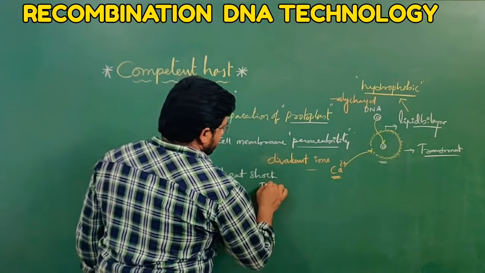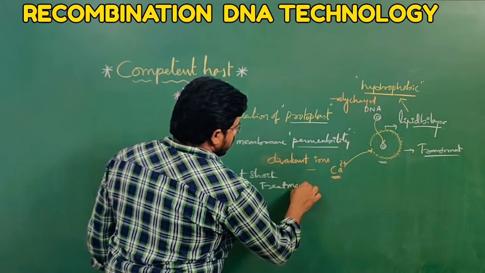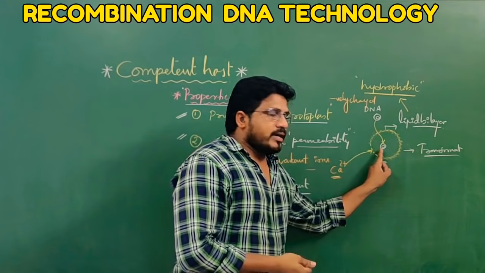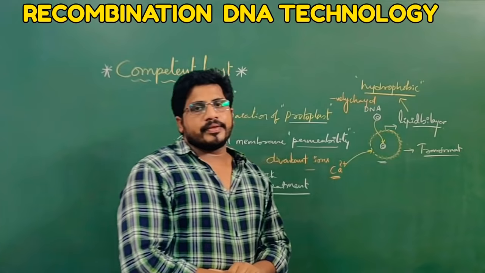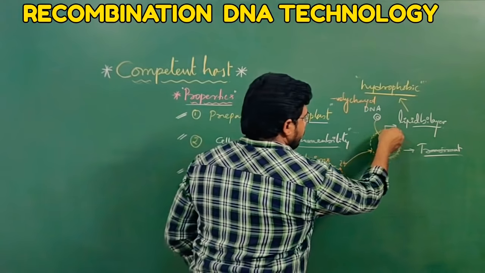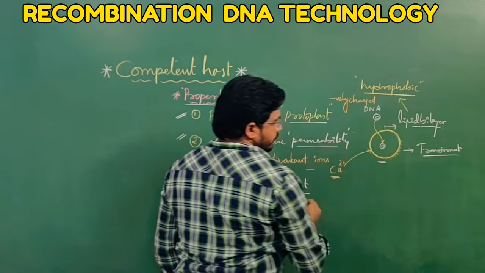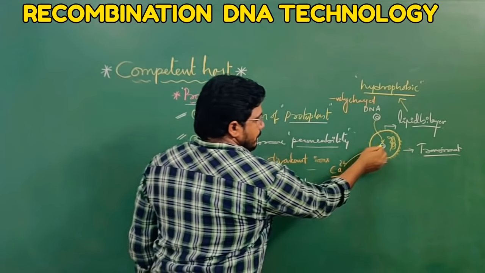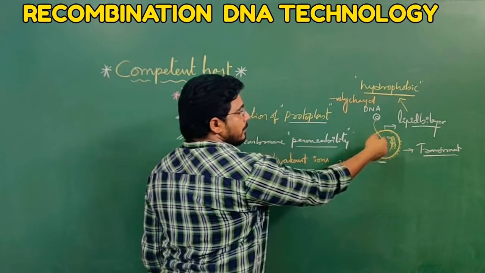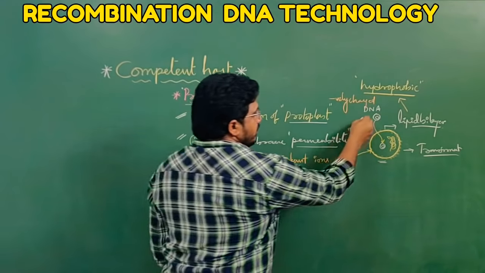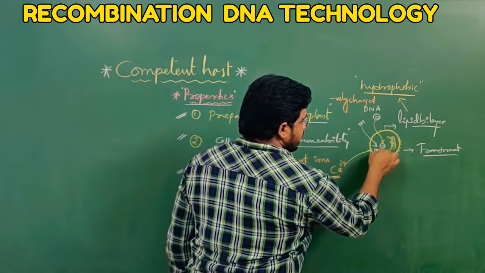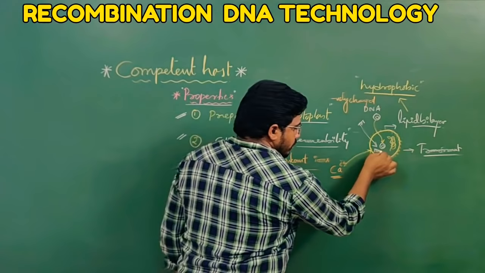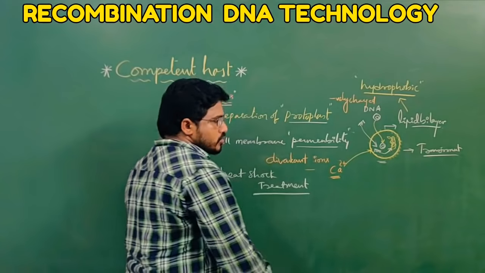The third one, heat shock treatment. In case of a plasmid or a vector that enters the host, that is called transformant. Host generally has its own genome, right? If it is a plasmid, it has its ORI, so it will replicate. If it is not a plasmid, without a vector, a gene is introduced.